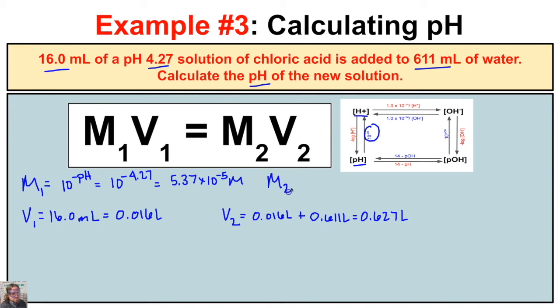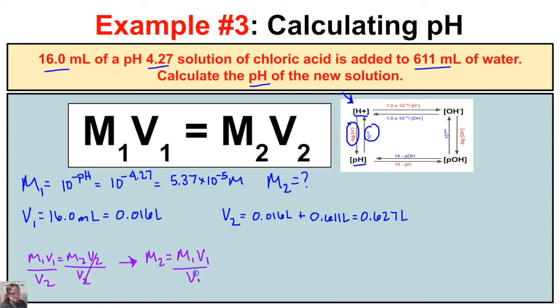So if we figure out what M2 is, the new concentration of H plus ions, we can then take the negative log of that and calculate the pH. So let's go ahead and plug this all into the dilution formula. We know that M1 V1 equals M2 V2. And in this problem, we're asked to solve for M2, so we're going to divide both sides by V2. V2 cancels.